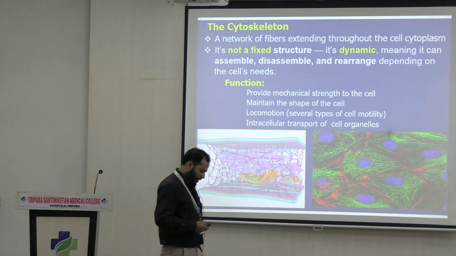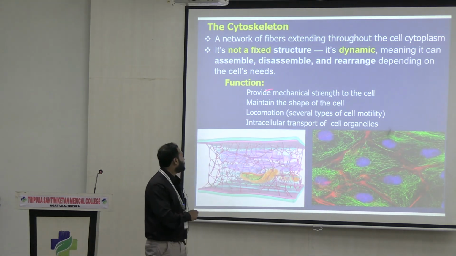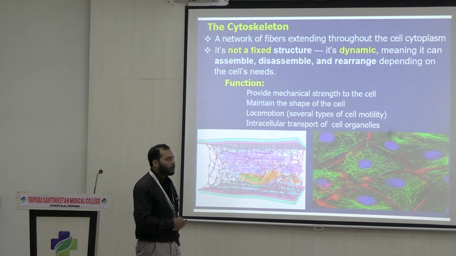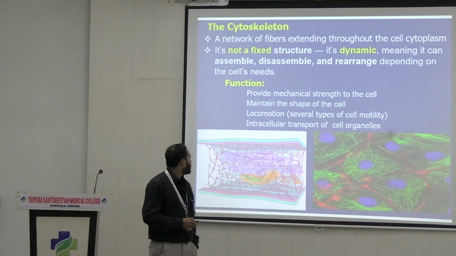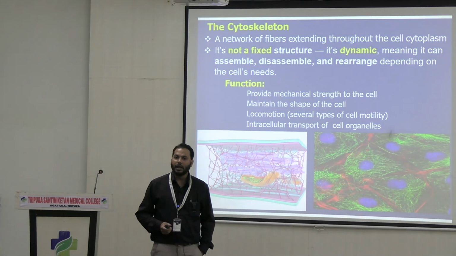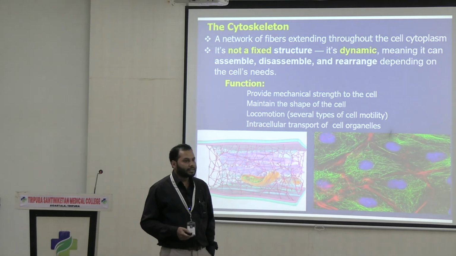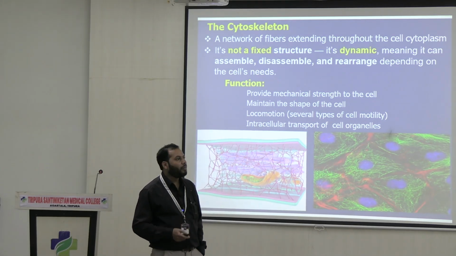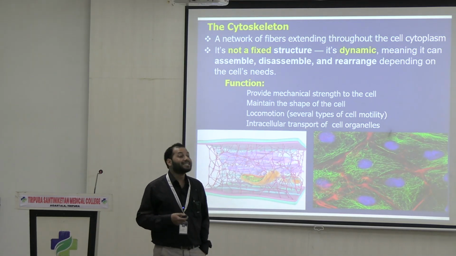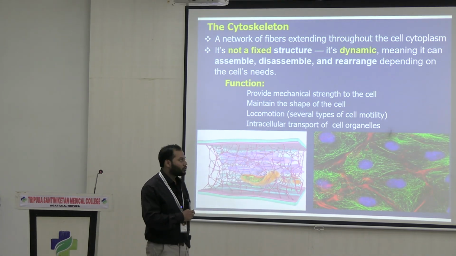If you see the general functional features of the cytoskeleton, it mainly provides mechanical strength to the cell. It also helps maintain the shape of the cell. It is involved in different types of cellular motility like flagellar movement, ciliary movement, amoeboid movement and cytoplasmic streaming. These are different types of movement that you can see in the cell cytoplasm, and they involve the cell cytoskeleton.